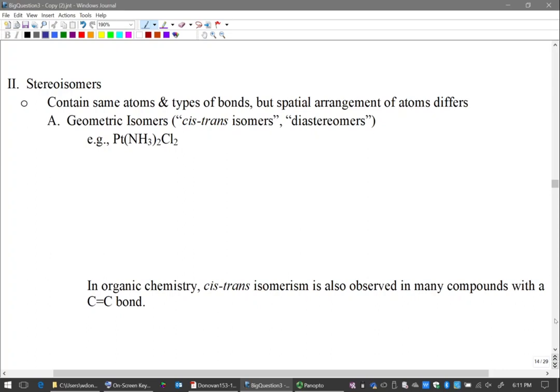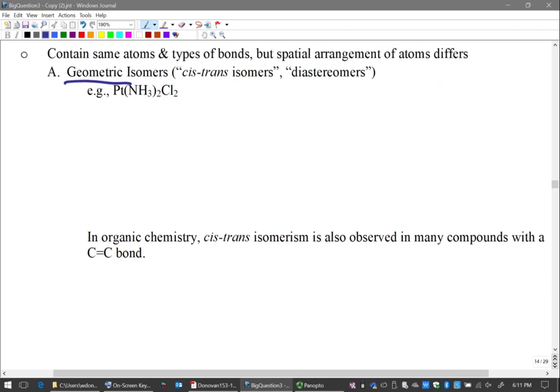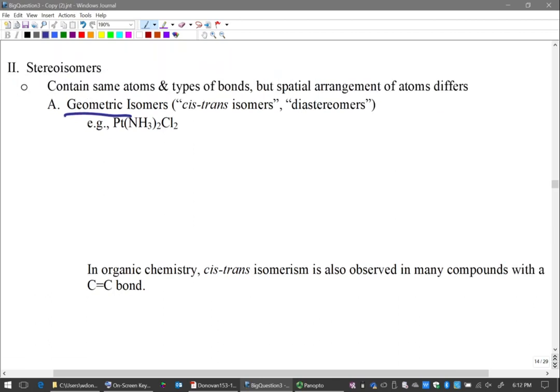So under the category of stereoisomers, the first category, A, is geometric isomers. Geometric isomers, sometimes called cis-trans isomers or diastereomers. Geometric isomers involve a different arrangement in space of the same types of bonds. For example, this formula that we saw above, the platinum 2 compound. So platinum with 2 ammonia ligands and 2 chloride ion ligands. Being platinum 2, it's going to be square planar.